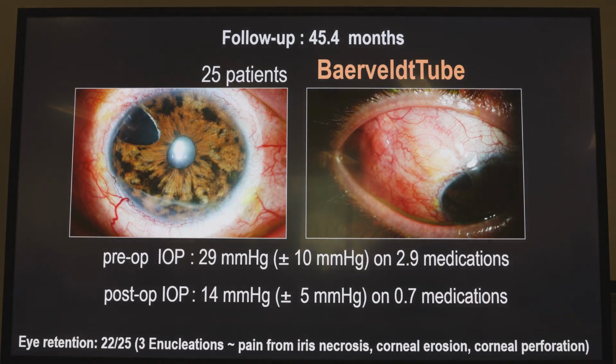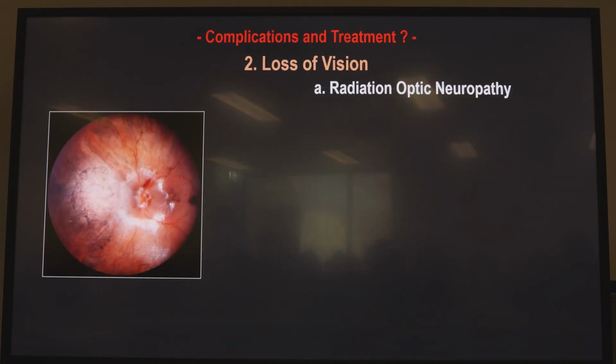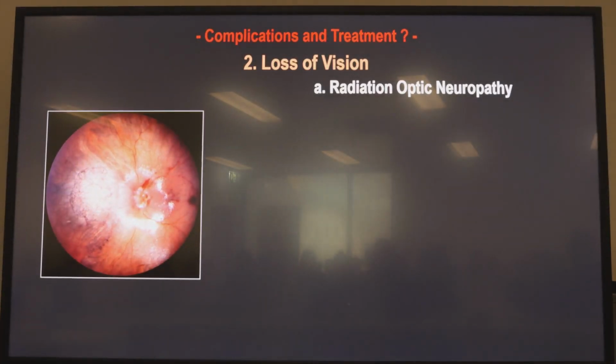These are the glaucoma results: 29 millimeters of mercury on 2.9 medications preoperatively, and postoperatively IOP 14 millimeters of mercury on less than 1 medication. Of 25 patients, we finally lost only 3 eyes, one from iris necrosis and 2 from perforation. Okay.